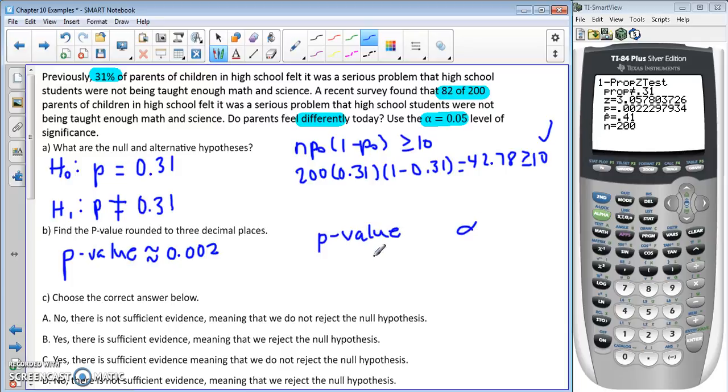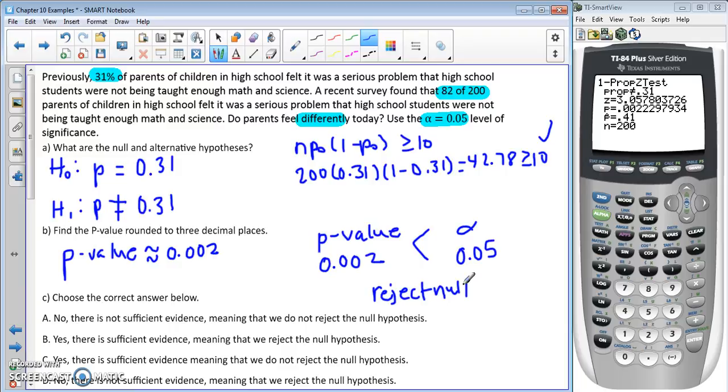So again, we want to compare the p-value to alpha. So our p-value is 0.002 and alpha is 0.05. So our p-value is less than alpha. So when the p-value is less than alpha, we reject the null.